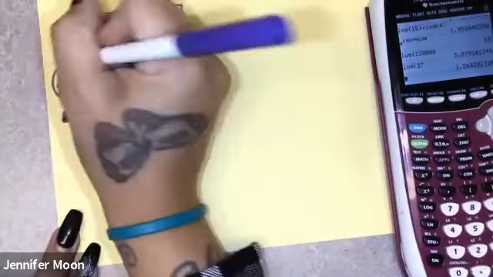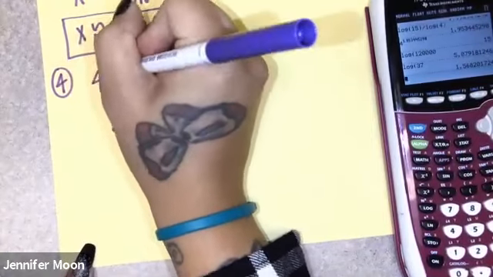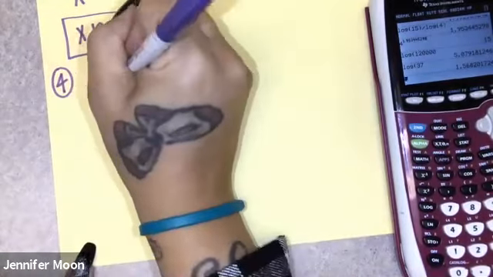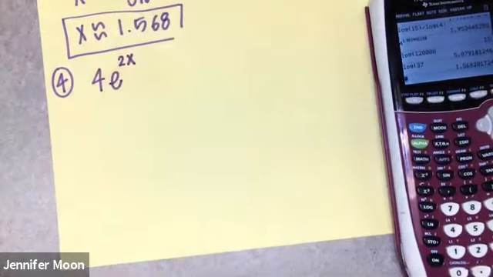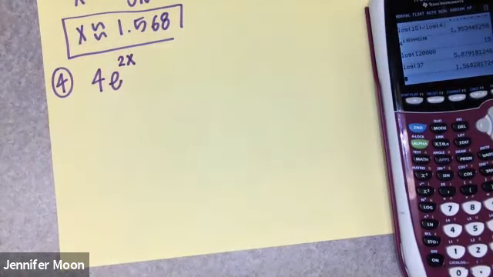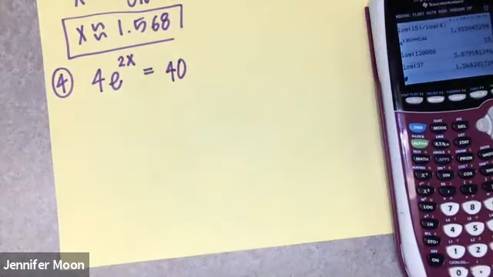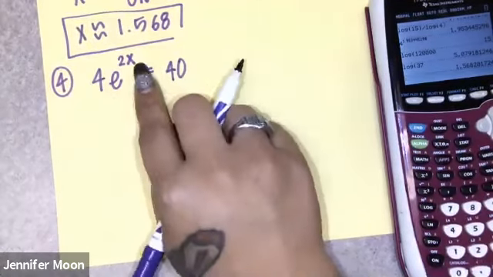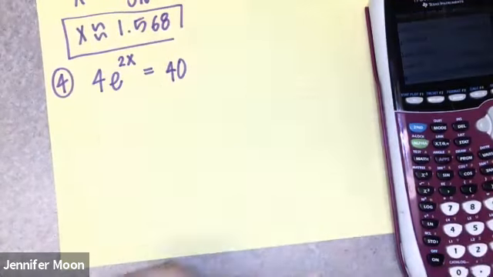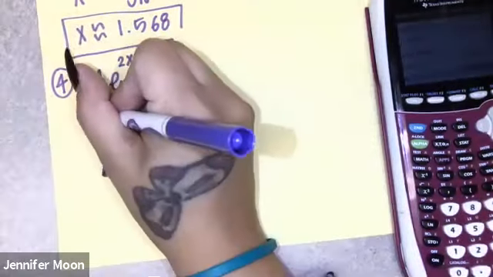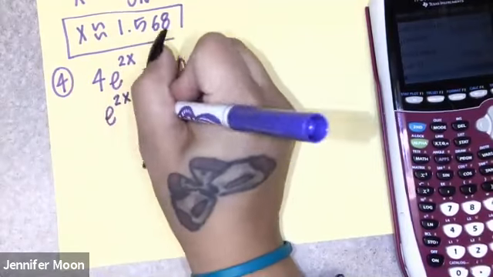Let's do this problem. This is 4 times Euler's number, e raised to the 2x power, equal to 40. Again, that same train of thought, solving an equation, need to isolate the variable. I noticed that I've got this coefficient multiplying my e, right? So what I'm going to do is divide both sides by 4, and I would get e to the 2x equals 10.